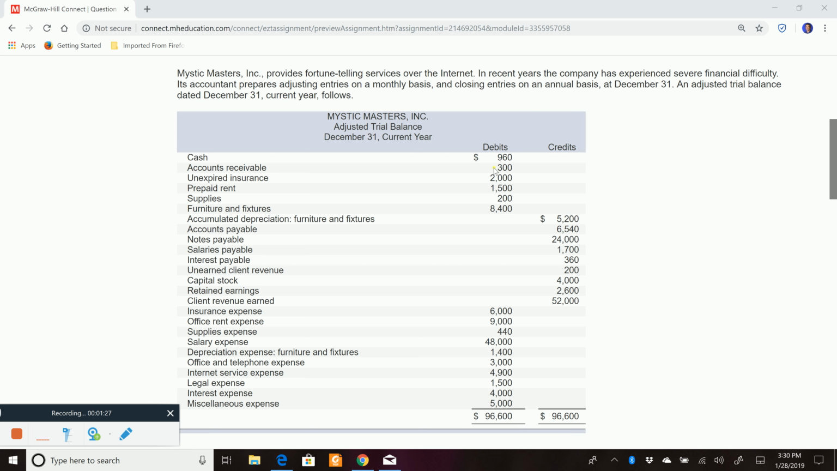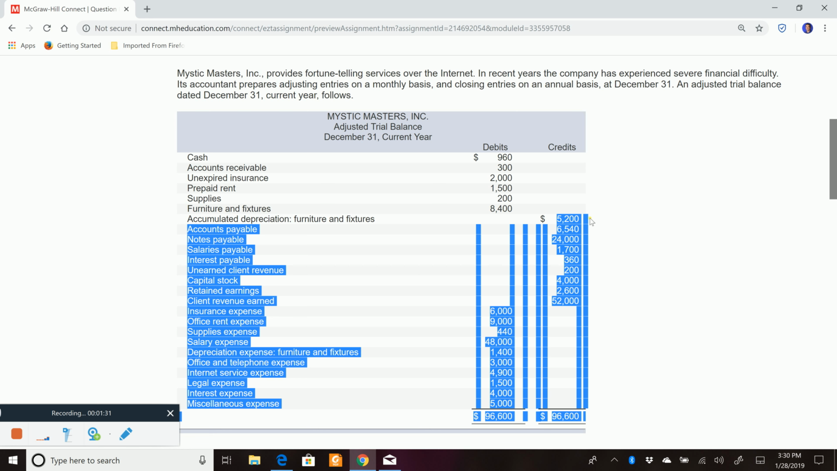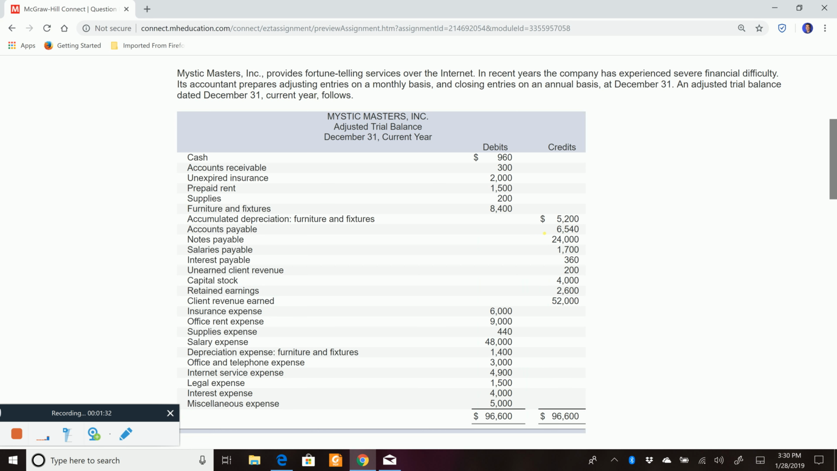Our assets all have debit balances. Our contra asset has a credit balance. And then we have our liabilities. They have credit balances: accounts payable, notes payable, salaries payable, interest payable, and unearned revenue, also known as customer deposits. Okay. Then we have our equity accounts. There are 2 equity accounts: common stock and retained earnings.